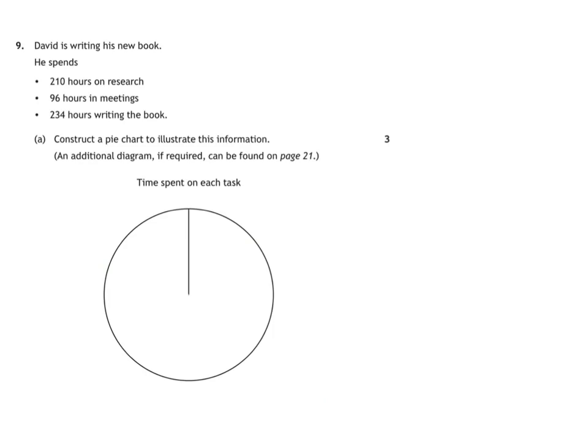Right, so with question 9 we have David is writing his new book. He spends 210 hours on his research, 96 hours on meetings, and 234 hours writing the book. We need to construct a pie chart to illustrate the information. There's an additional diagram later if we make a mistake.